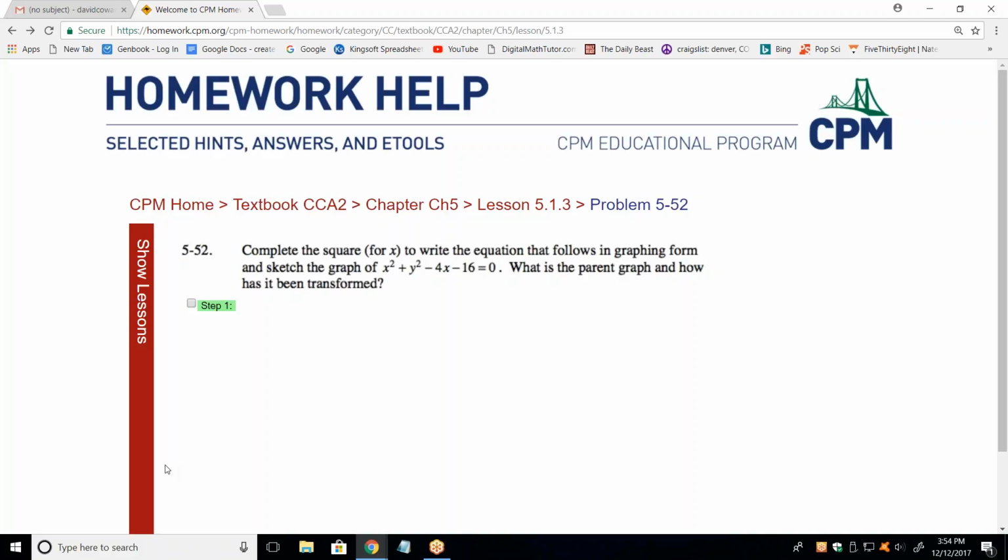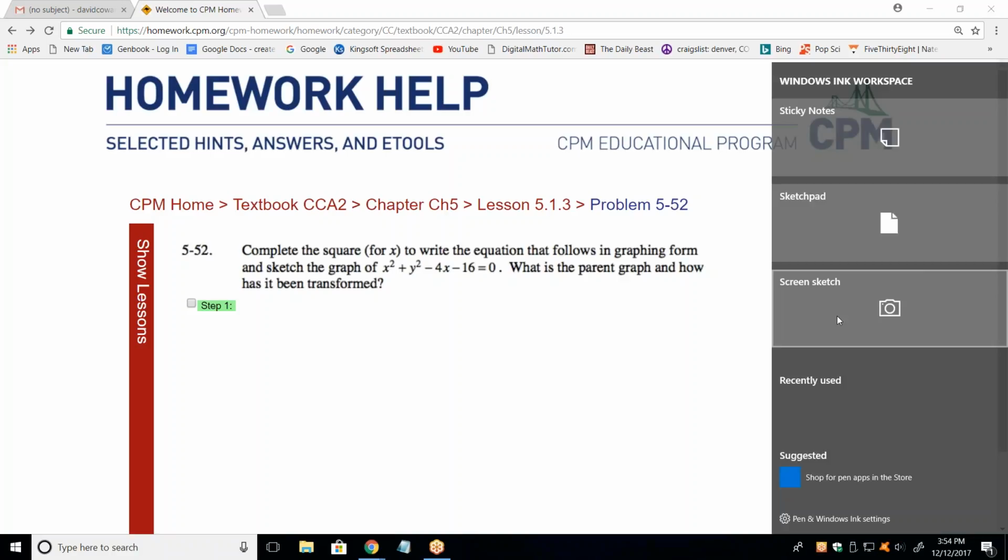When you are going to complete the square, first of all, it's a good idea to have an idea of what we're looking at here. What does this polynomial represent? Any idea? It's a circle. Oh. Okay. And the general format for a circle is, hold on.